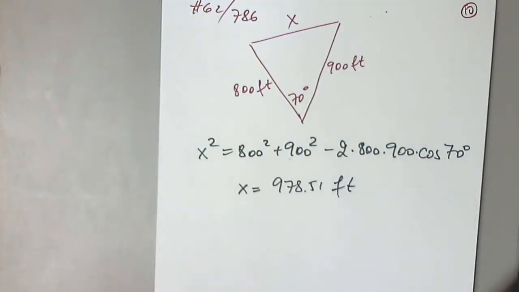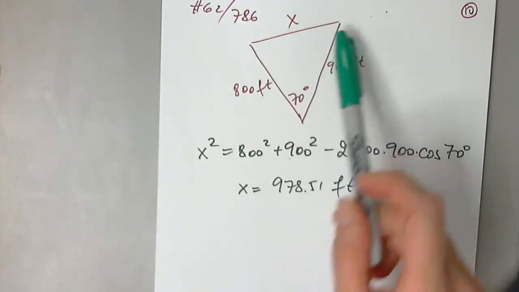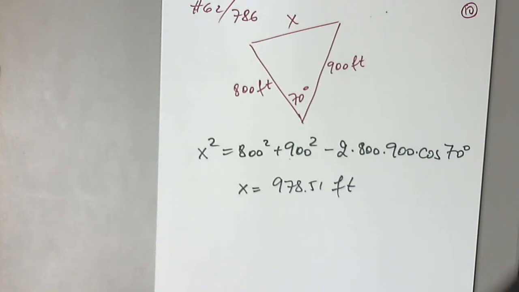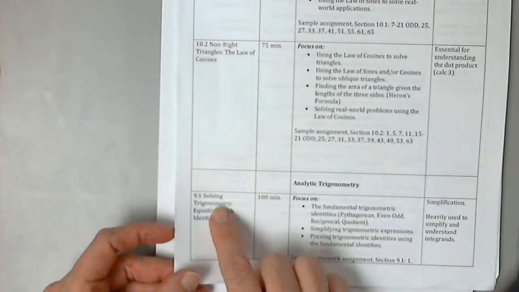So law of cosines allowed us to determine the distance between those two points. Okay, so let's go back. Let me show you where we are, because I know it's a lot. I have to keep it straight myself.